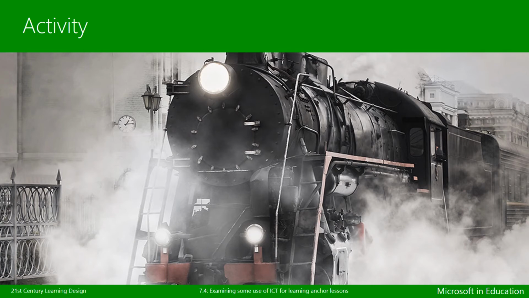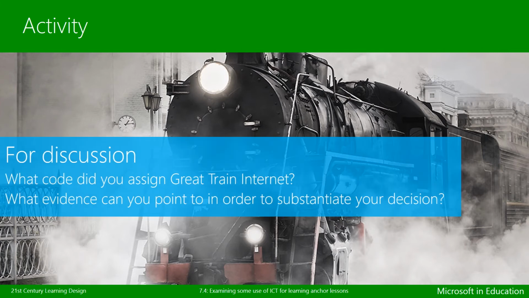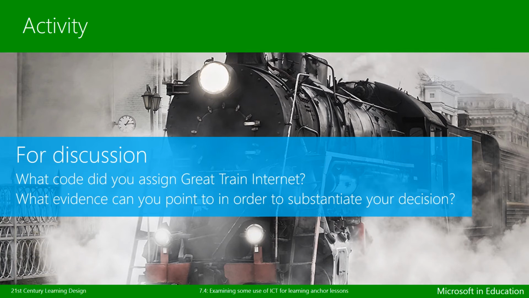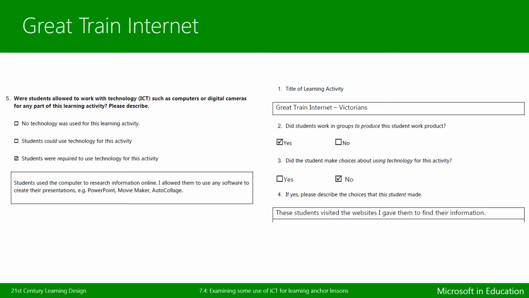As before, we would encourage you to join the discussion area where you can share your views on how you coded the activity. What code did you assign Great Train Internet in relation to use of ICT for learning? What evidence can you point to in order to substantiate your decision? In the Great Train Internet activity, students use ICT, websites and other computer resources to learn about the Victorian era. They had to analyse the information they found in order to decide what was most important to present to their classmates. So the activity counts as knowledge building.